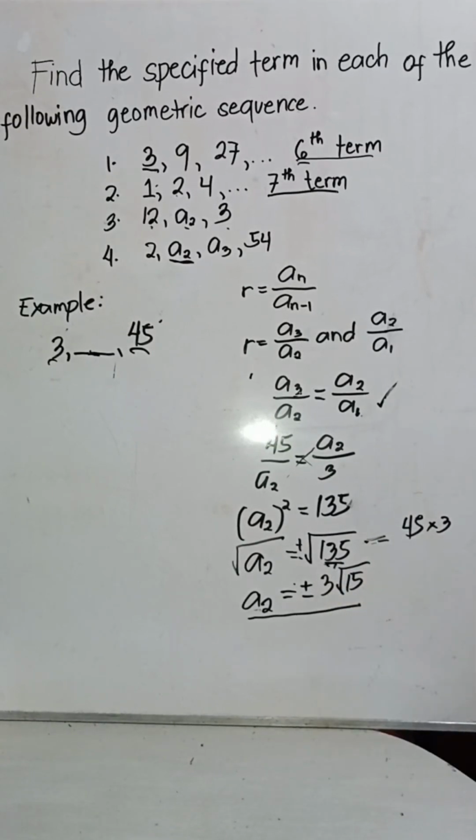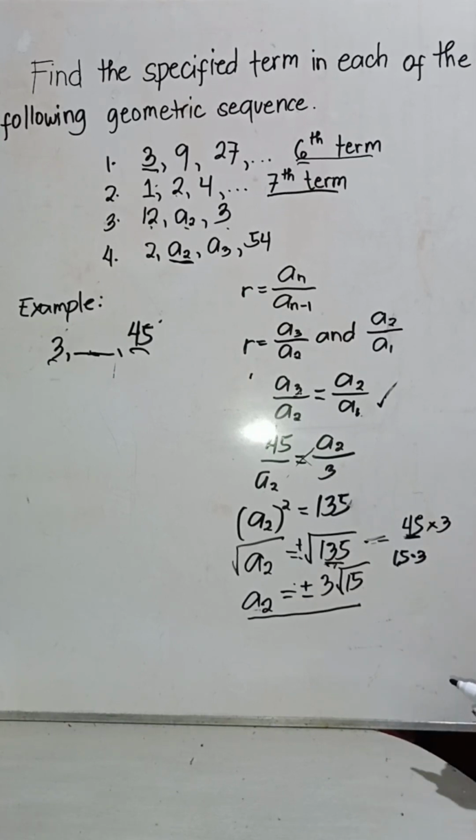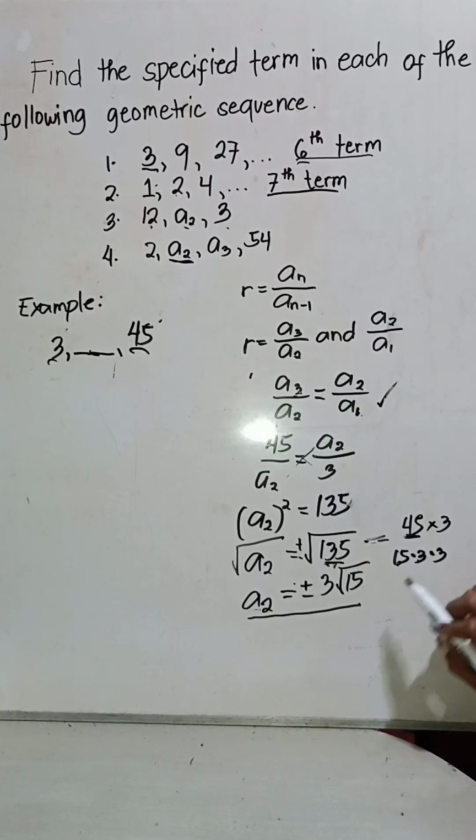This 45 can still be divided by 3. 45 divided by 3 is 15, and 15 times 3 is 45. That is how we get the prime factorization. So 15 times 3 times 3 is still equal to 135. Then this 15 can also be divided by 3. 15 divided by 3 is equals to 5.